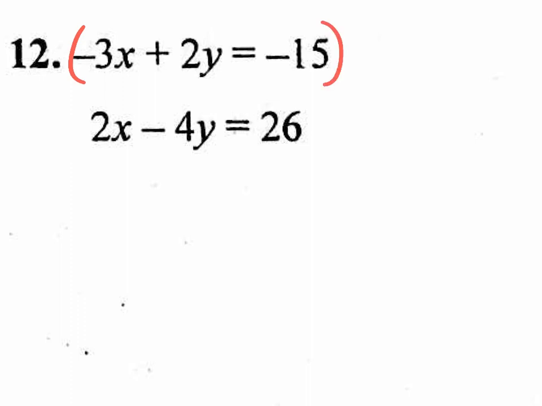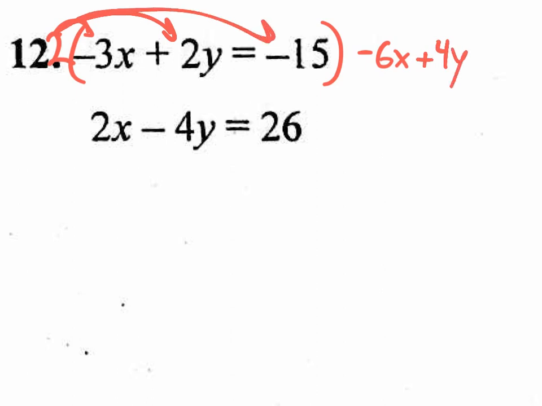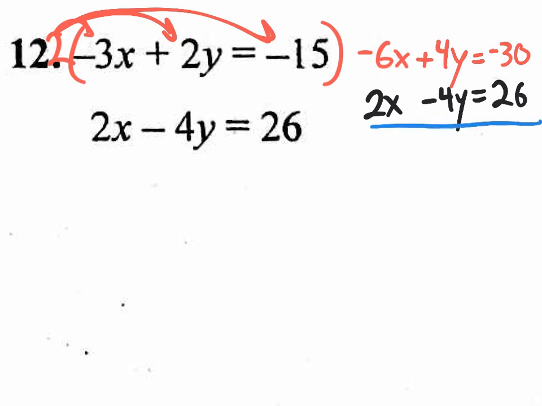Multiplying the top equation by 2. And we're going to distribute it. 2 times negative 3x is negative 6x. And then 2 times 2y, that's positive 4y. And 2 times negative 15, that is negative 30. And the bottom equation, we're going to leave it exactly the way it is. Rewrite it, 2x minus 4y equals 26. And now it really is ready to combine the lines and eliminate the y's in this case.